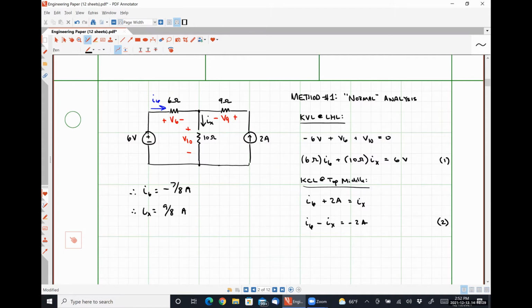So when I solve the system, I find that I6 is negative 7/8 of an amp and IX is positive 9/8 of an amp. Did anybody else get a similar result? All right, so that's method 1.